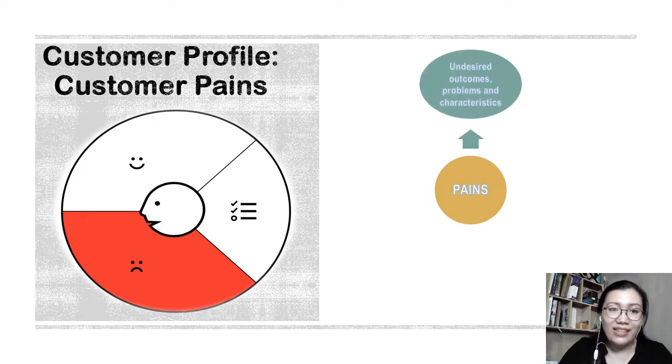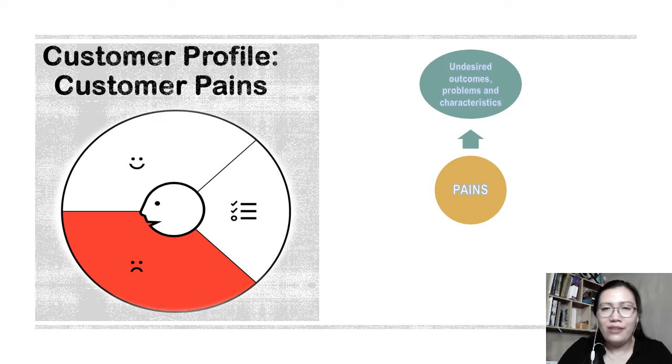First is the undesired outcomes, problems, and characteristics. Pains can be functional. For example, a solution does not work or does not work well, or the solution has a negative side effect. It can also be social. For example, I look bad doing it. Pains can also be emotional.